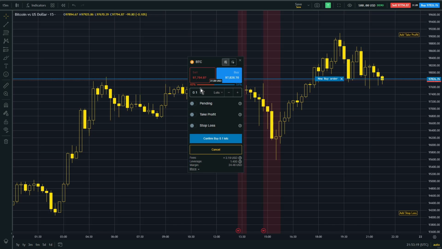But if you look at this chart again, the red means 46% of people want to sell, and the blue means 56% of people want to buy.